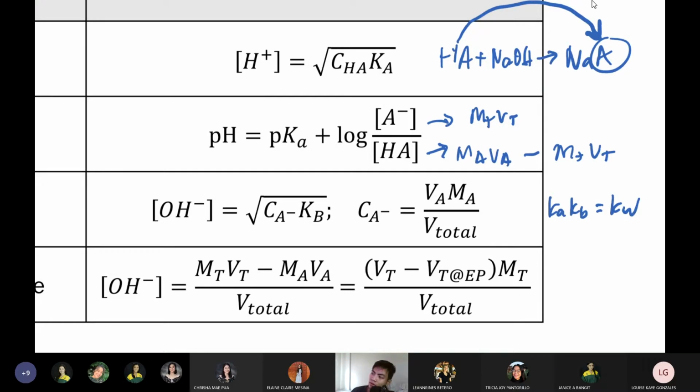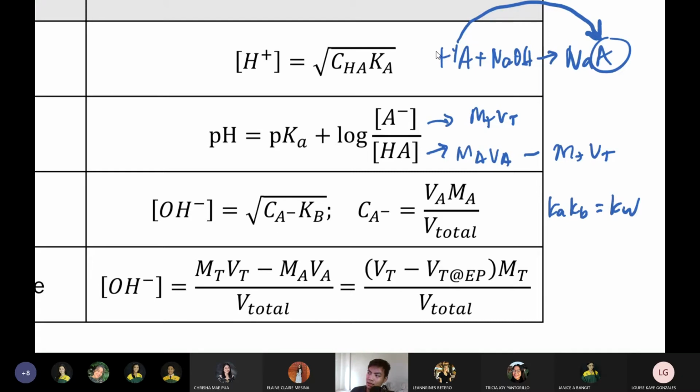Siguro you may ask, sir, kanina dito MTVT. But dito ngayon MAVA? Remember, equivalence point to. So ibig sabihin, this is equal to MTVT as well. Okay? So the MAVA is equal to MTVT then. So pwede mo ipalit to. Kung ayaw mo ng MAVA, lagay mo yung MTVT. Okay lang. Kasi equivalence point tayo. So equal kasi silang dalawa. So you can interchange the two.